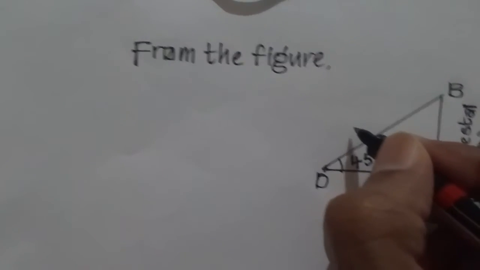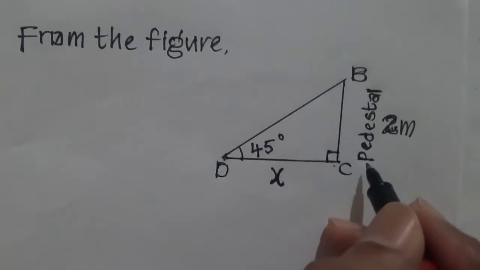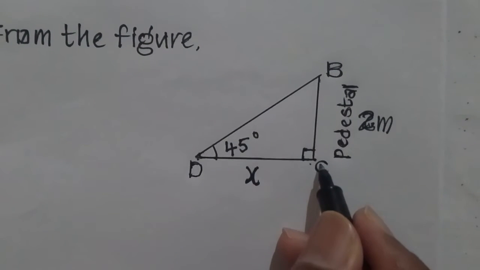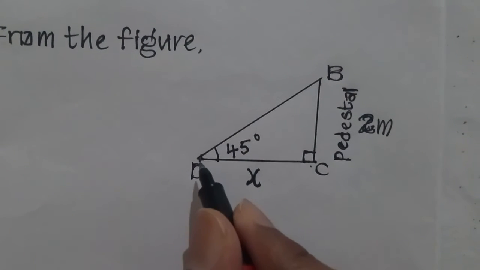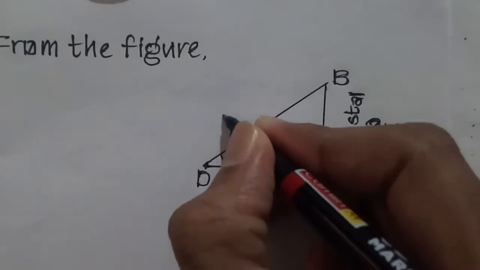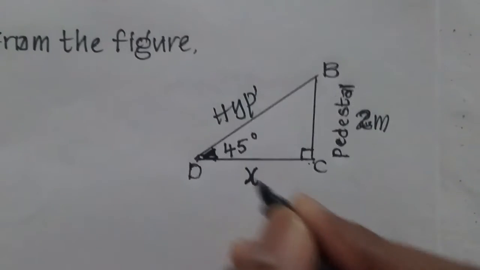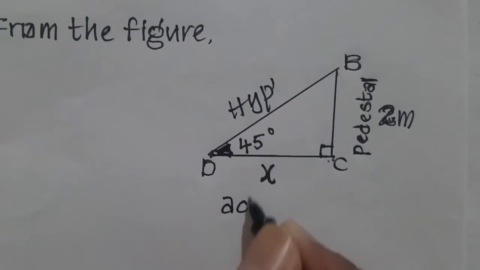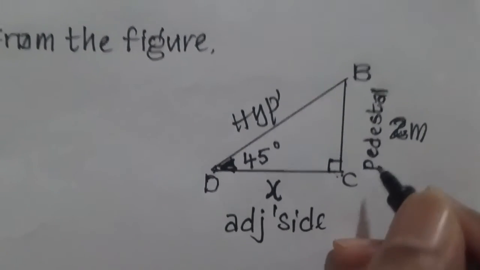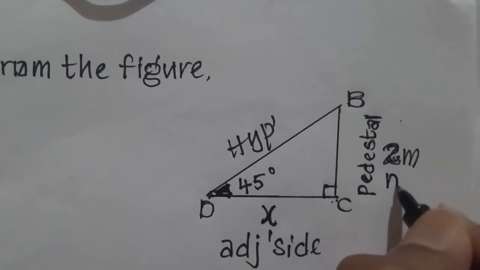Here the pedestal height is 2 meters, and the distance between the point of observation and the foot of the pedestal is x. Here the longest side is the hypotenuse, BD, the side next to the angle is called the adjacent side, and the other side is the opposite side. This is the opposite side.